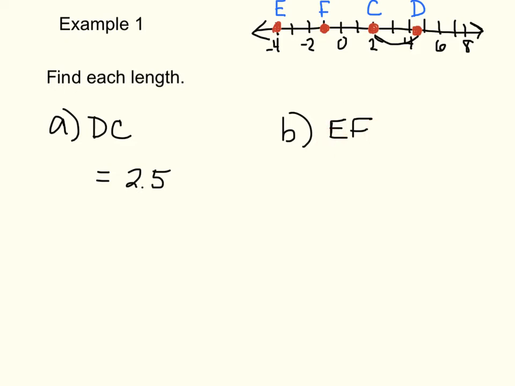Now we look at the distance from E to F. So E to F, we go from -4 to -1. What is the distance from -4 to -1? It is equal to 3, because we can either take -4 minus a -1, which is -3, take the absolute value of that and get 3, or you can take -1 minus a -4, which gives you +3, and the absolute value is 3. Remember, distance is always going to be positive. It's pretty easy once you get the hang of it.